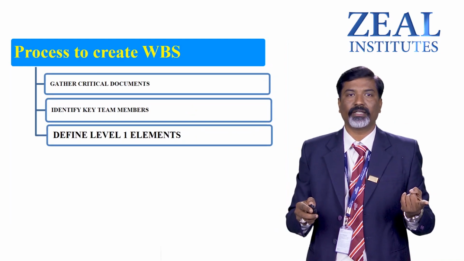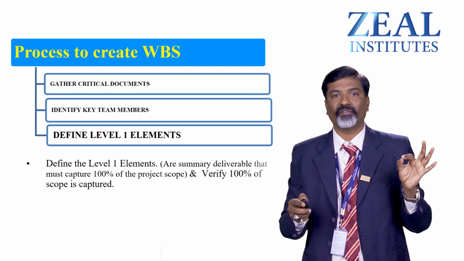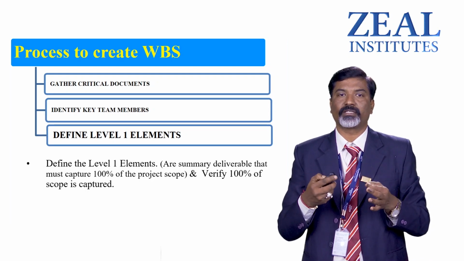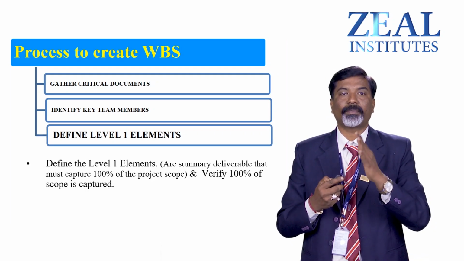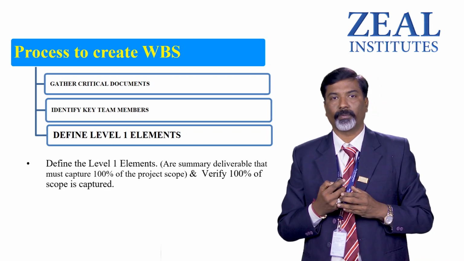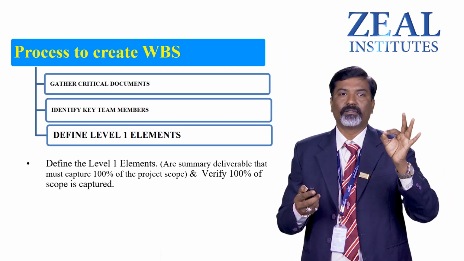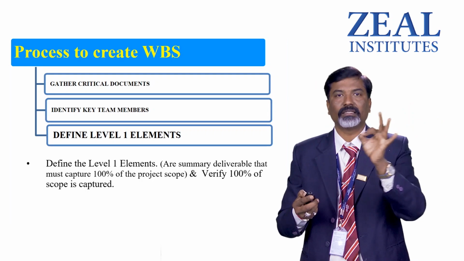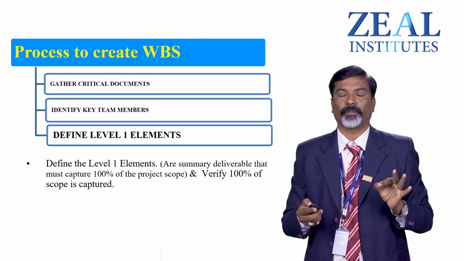Then the third activity you have to take into consideration is defining level 1 elements. Level 1 elements are a summary of deliverables that must capture 100% of the project scope, and whether 100% of scope is captured or not is what we check in the third activity of the work breakdown structure. So here, you have to prepare the list, the summary, of what elements we expect to be completed.